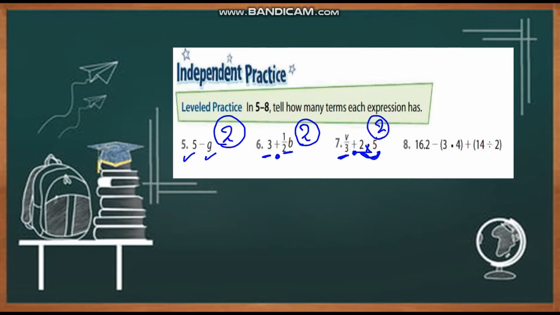Exercise 8. 16.2 minus, look at this, parentheses, we have here an operation: 3 times 4. This dot means times, so we have here the product of 3 and 4. Plus 14 divided by 2. So we have here how many terms? Concentrate on plus and minus, because plus and minus separate the terms. We have here minus and plus. So we have 1, 2, 3 terms.